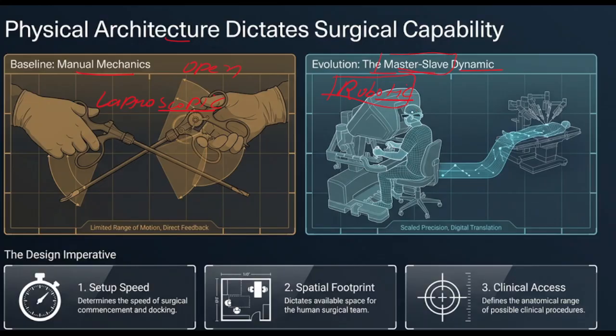So what does master slave dynamics mean? When you see laparoscopic surgery, these are the two hands of the surgeon, holding instruments, and the surgeon does the surgery. But when it comes to robotic surgery, the surgeon is sitting in something called the surgeon console, or some companies call it a surgeon command center. The surgeon sits at the console, and the robotic arm is operating. This is called master slave dynamics in a robotic surgical system.